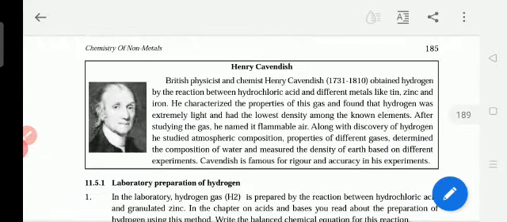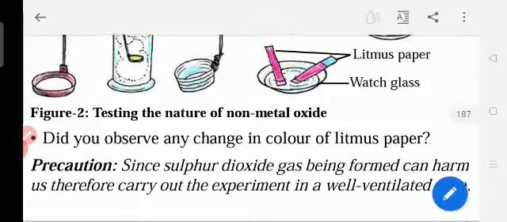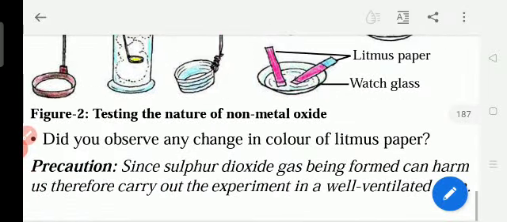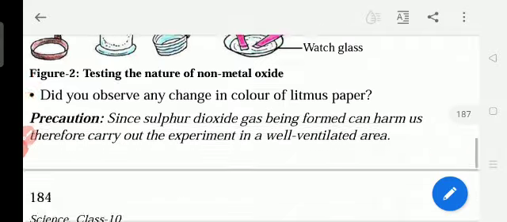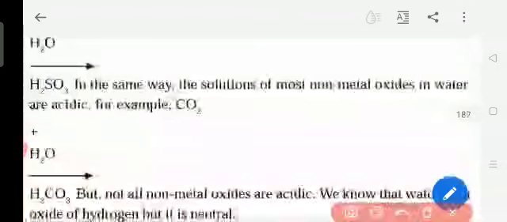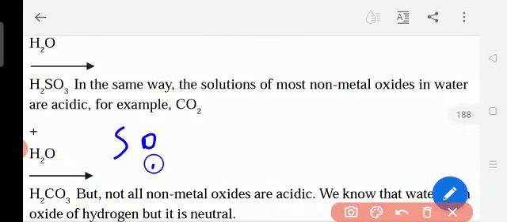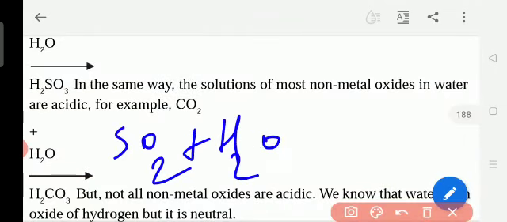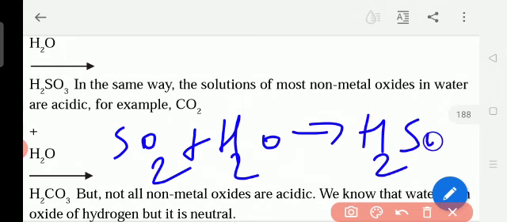So here is the equation. If you take page 184, we can see SO2 reacting with water and giving H2SO3. Okay, so this is one acid. It is acidic in nature. So non-metals can form acids.